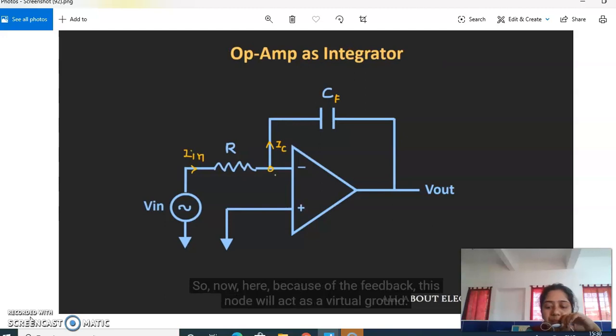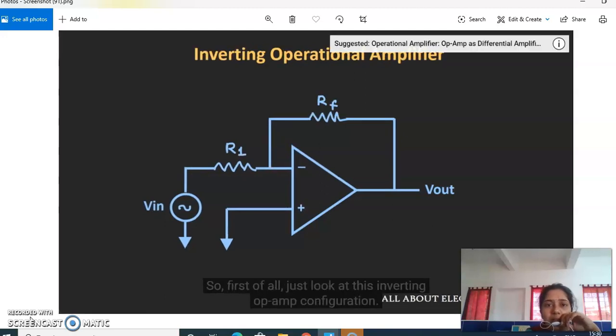First of all, let us consider the inverting operational amplifier scenario where the input is applied to the inverting terminal of the op-amp and the non-inverting terminal of the op-amp is connected to ground. The feedback resistor is connected between the output voltage and the input voltage of the op-amp that is applied at the inverting terminal of the op-amp.